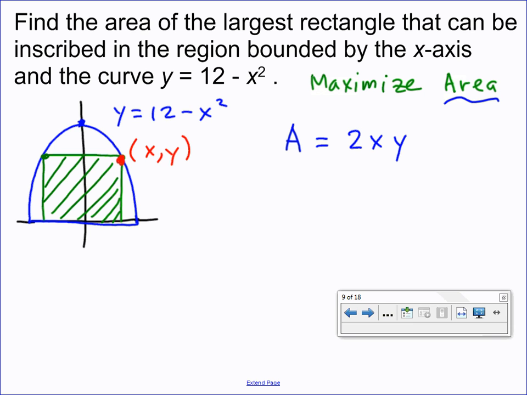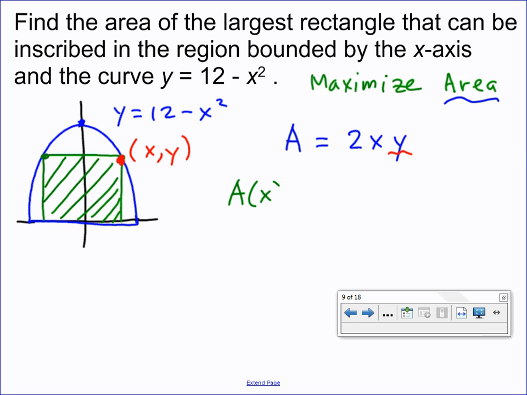Awesome. So right now we've got our area A depending upon multiple variables, x and y. We're going to rewrite it as a function of one variable, just x or just y. So what can we use to chunk this down to a single variable? Well, we know that the point in red, that arbitrary point x comma y, must adhere to the formula y equals 12 minus x squared. So what can I do? Well, we can replace our y with 12 minus x squared and generate an area function of one variable.